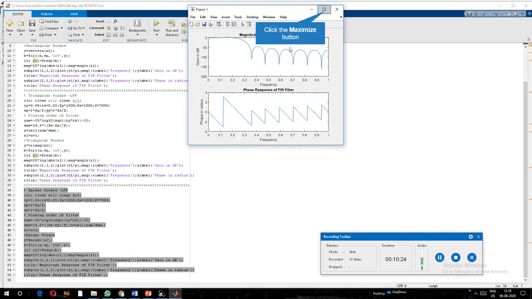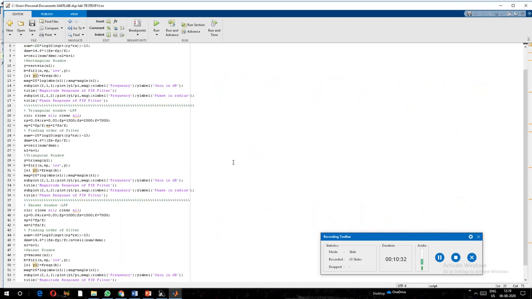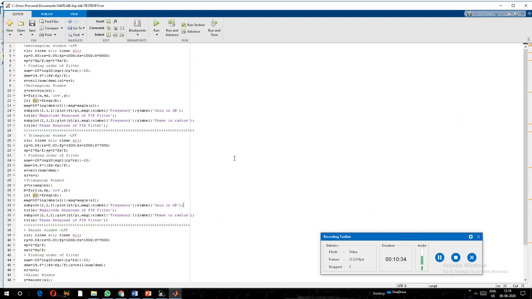We are going to get this response. So this is the magnitude response and phase response of the FIR filter when we use the Kaiser window. This is the FIR filter response for different types of windowing techniques. Thank you.